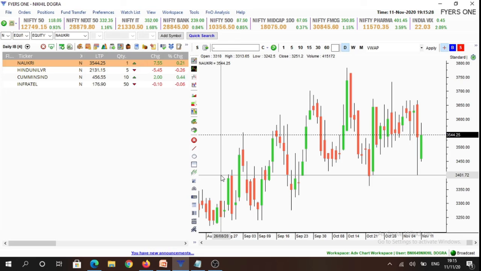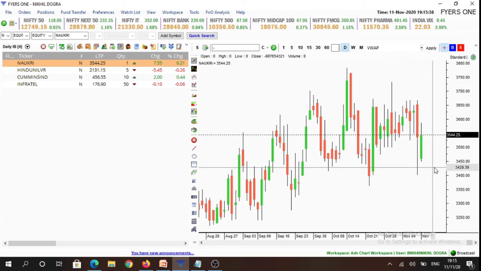Now we are going to discuss our stock watch list. The stocks that we have chosen are Naukri, Hindustan Unilever, Cummins India, and Infratel. All these stocks have one thing in common. These are all inside candlesticks, and we are going to be trading them only if they break today's highs or today's lows, which in context tomorrow are going to be previous day highs and previous day lows. And we are going to refrain from making any trades in these stocks if they trade in between their previous day range.